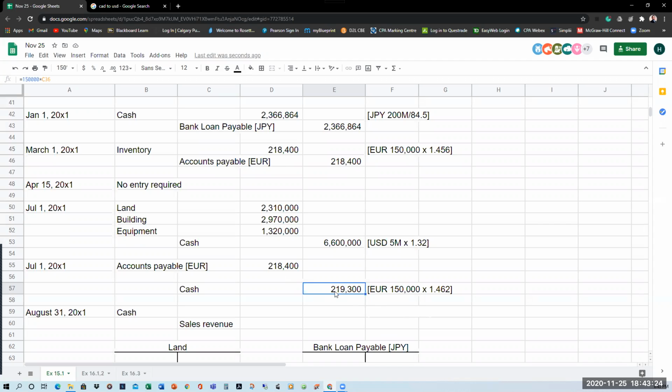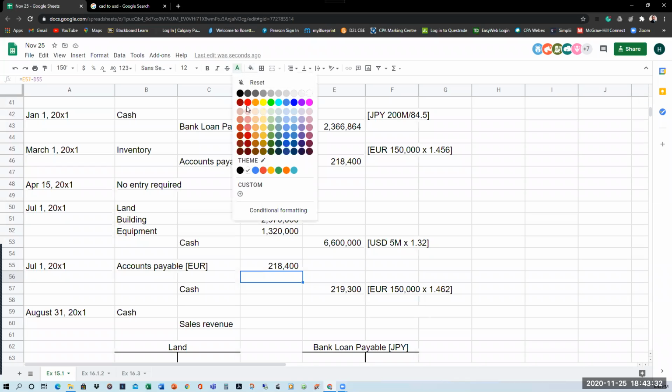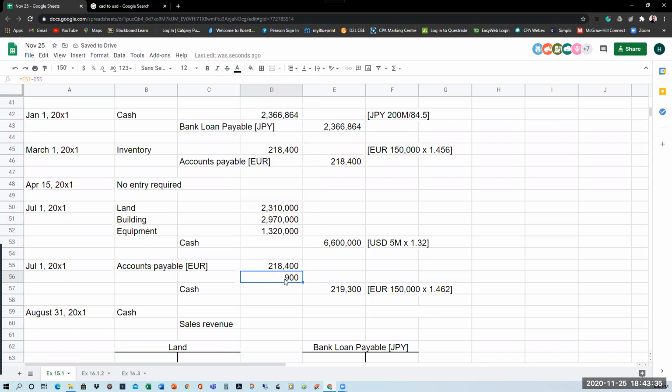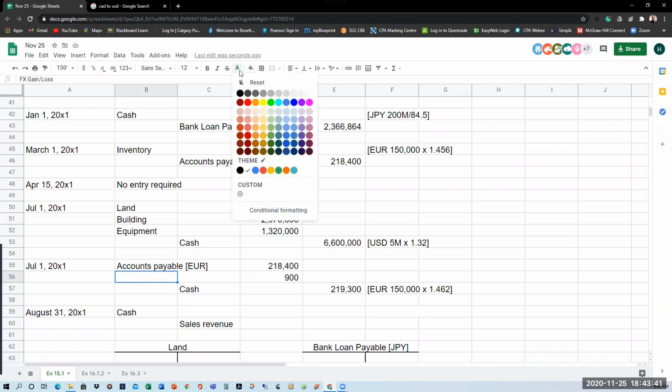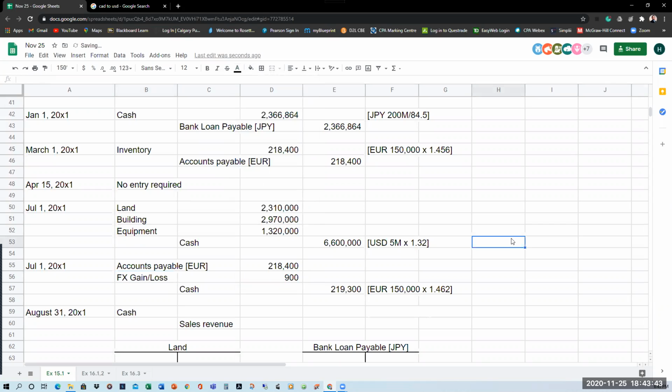If you had to pay more to settle a liability, the difference of $900 between the two is recorded as an FX loss. It's a foreign exchange loss. We use an account that can be used both ways, FX gain or loss, depending on the balance, the final balance at the end of the year. If you have a debit balance in the account, it would be an overall loss. If you have a credit balance in that account, it would be an overall gain.